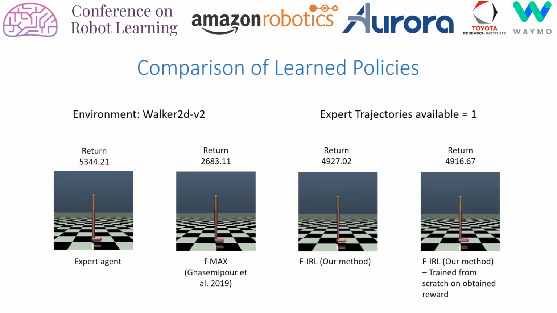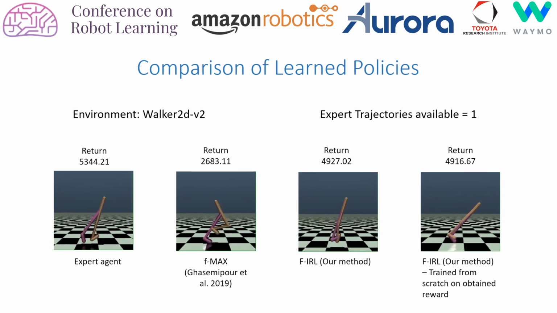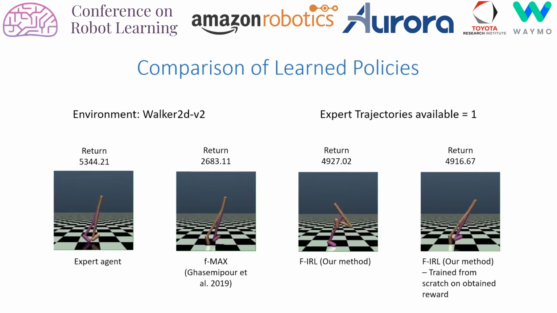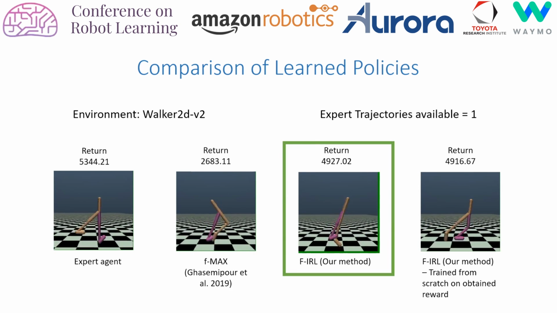We now do a comparison of the learned policies on the Walker environment. We see that the policy learned by f-IRL works much faster than the baseline and achieves the highest return.